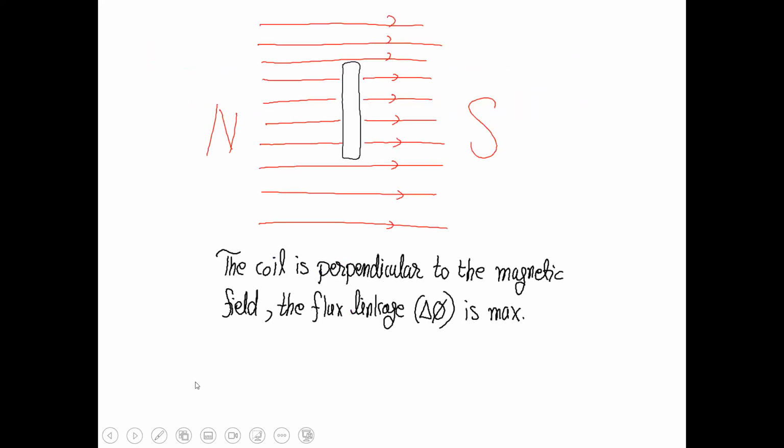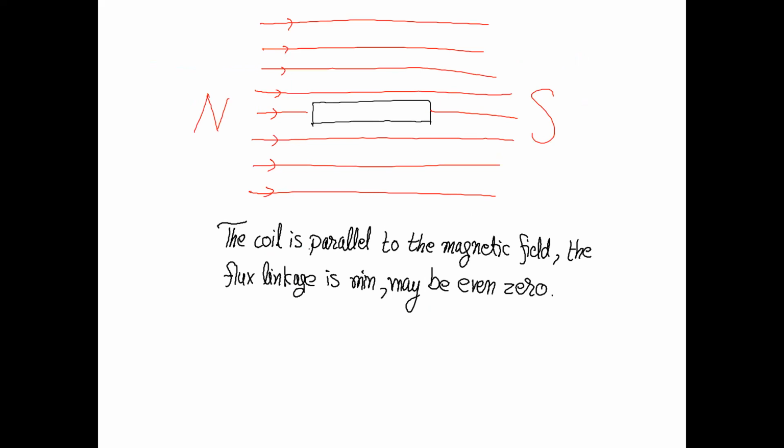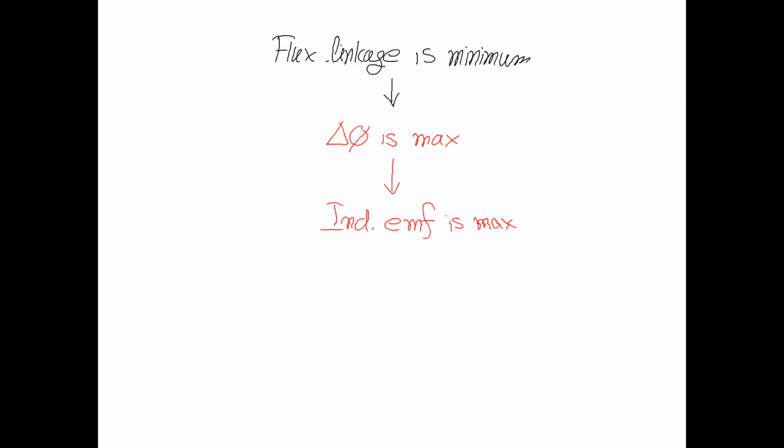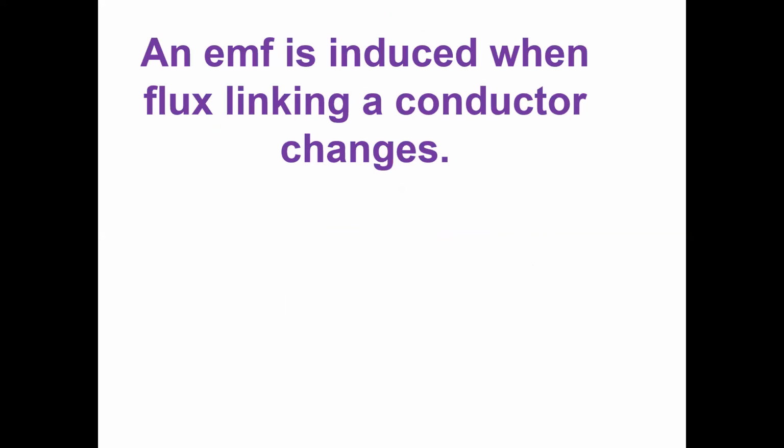When the coil is vertical, look at this diagram. When the coil is vertical, perpendicular to the field, flux linkage is maximum. At this point, induced EMF is zero. When the coil is parallel to the field, flux linkage is nearly zero. At this point, the induced EMF is maximum. Now, you have to copy this screen.